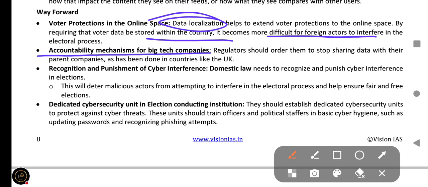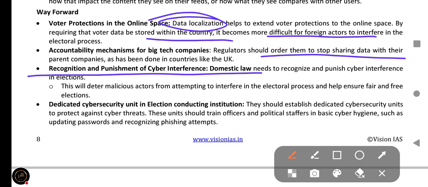Accountability mechanism for big tech companies. Regulators should order them to stop sharing data with their parent companies, as has been done in countries like the USA. So remember this.